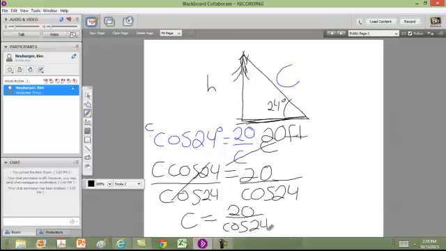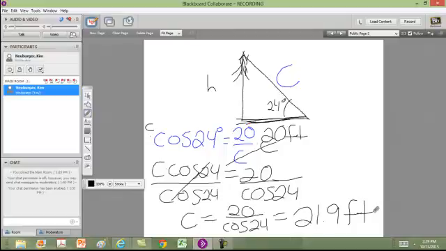So now in your calculator, you do need a scientific calculator of some sort for this. You can just take 20 divided by your cosine button, make sure you're in degree mode, 24, and then that will give you that you need a string that's 21.9 feet long, and that's if you round to the nearest tenth.